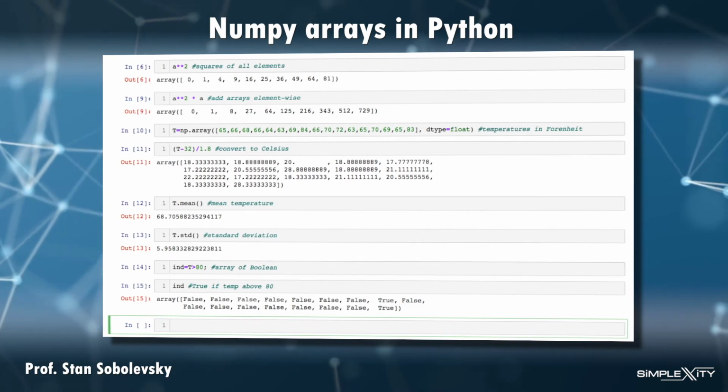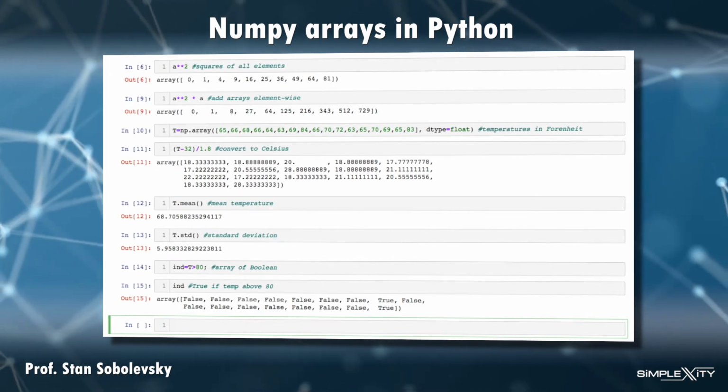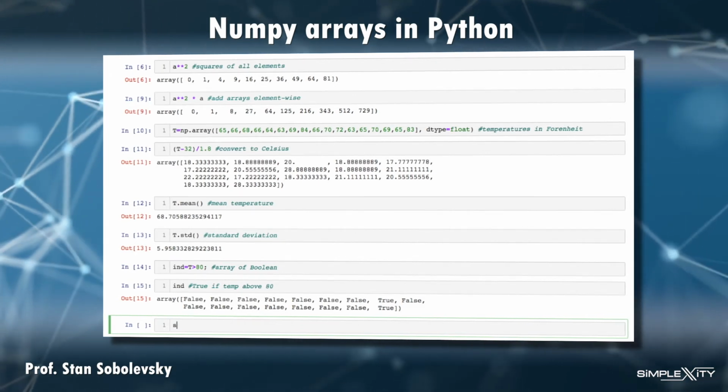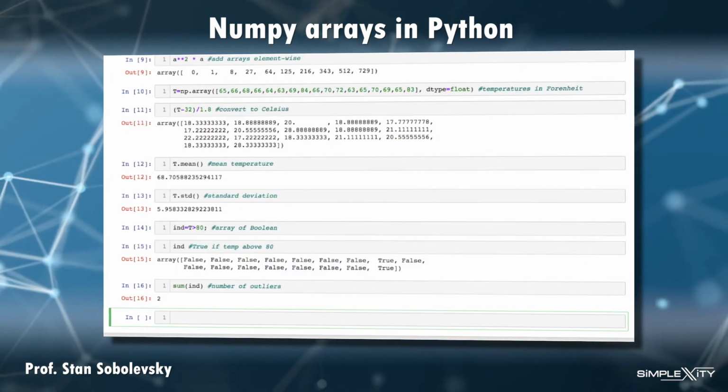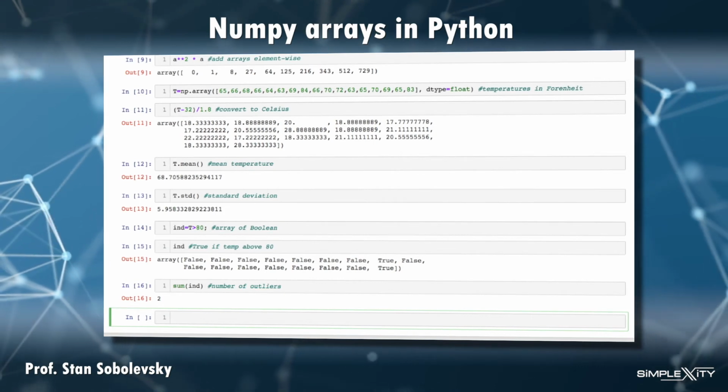If I want to know the number of those outliers, I can simply sum up the elements of this array, and trues will be treated as ones and falses as zeros. So I get 2 trues, 2 outliers.